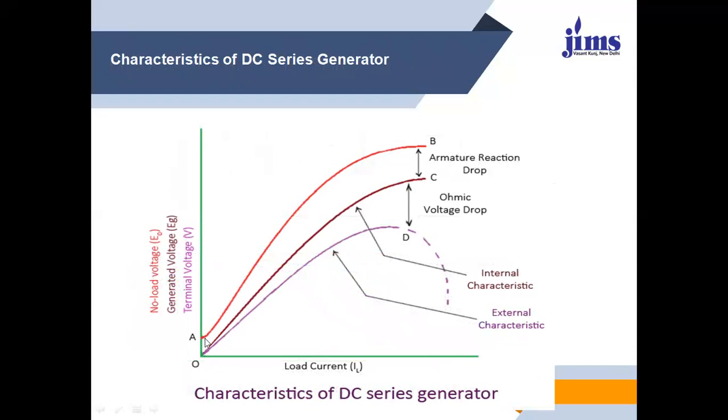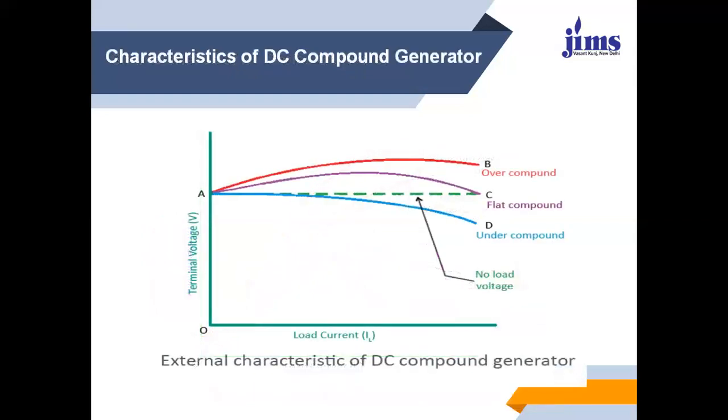So it will behave as the no load characteristics of the magnetization curve. Then if we are reducing the armature reaction drop there, we are getting the internal characteristics. Similarly, if we are dropping the ohmic drop, we are getting the external characteristics of the machine. So the no load generated voltage and the terminal voltage characteristics are shown over here for the DC series generator. Next will be the characteristics of the DC compound generator.